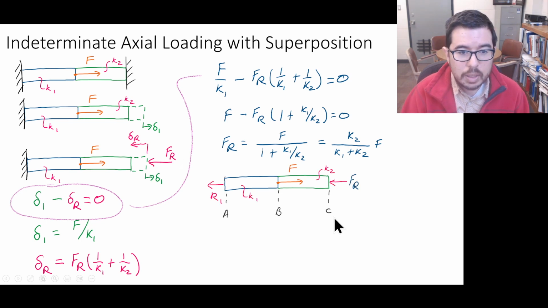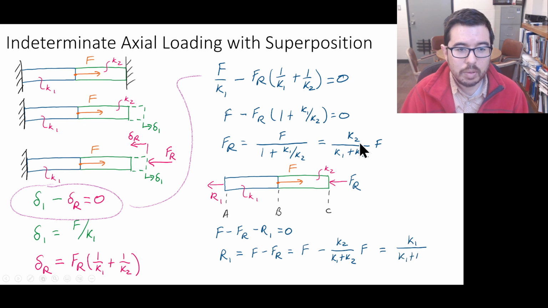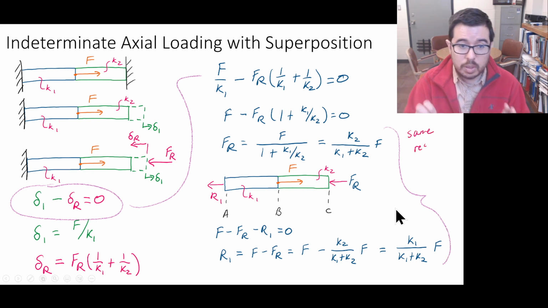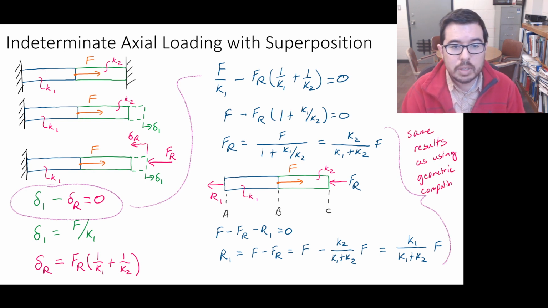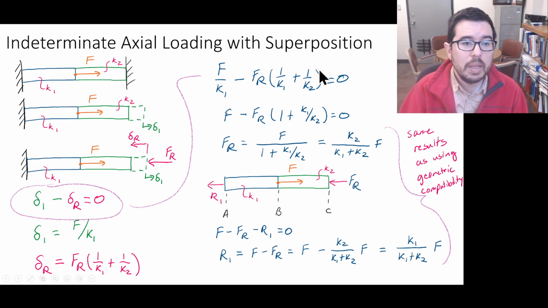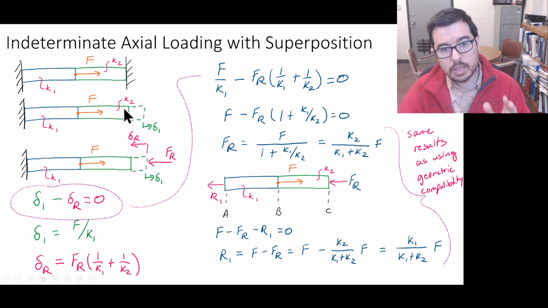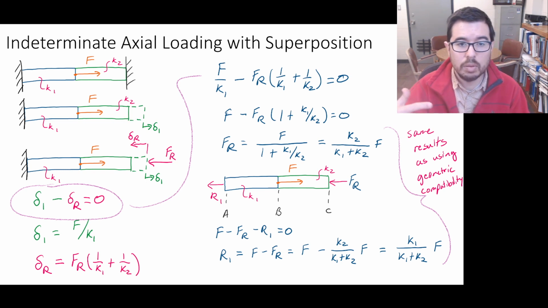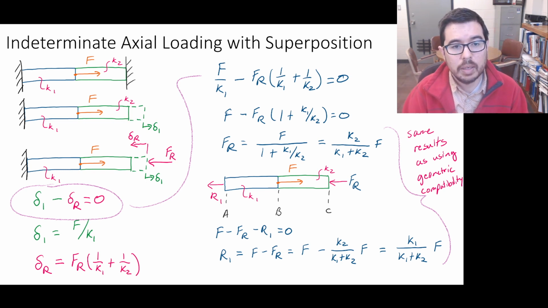And if we look at R1, using external equilibrium here, so we have R1 and FR here, and we have F. We can write out what R1 will be, and as you can imagine, it comes out to what we got last time as well, where it was K1 over K1 plus K2. So we get the same results using geometric compatibility, and some would say that this approach is simpler, using superposition, releasing a constraint and then applying a load to get back to geometric compatibility with what the initial constraints were offering.